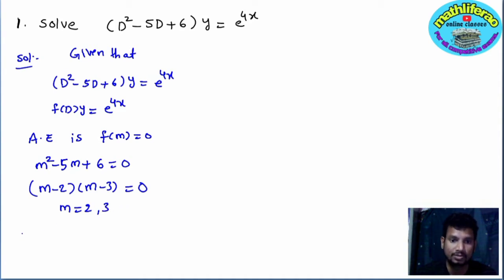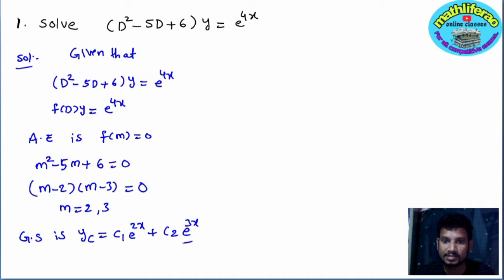So now, total general solution, complementary function yc equal to c1 e to the power 2x plus c2 e to the power 3x. This is the complementary function yc. Next particular integral find out చేయాలి, yp find out చేయాలి.